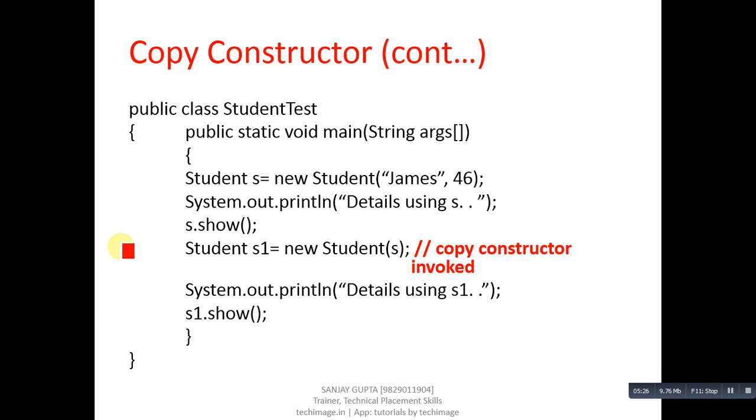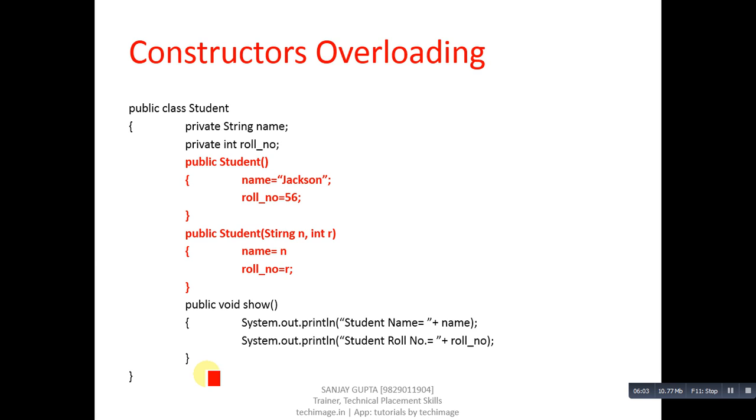Now here in the main method, the S object is created in which James and 46 are passed. Then the S1 object is created in which the S object is passed as an argument. For this purpose you have to define a copy constructor. Without a copy constructor this operation will not be performed. Then S1 is displayed with the help of the show method. So for creation of S we need a parameterized constructor. For creation of S1 we need a copy constructor. So there are a total of 3 types of constructors: default constructor, parameterized constructor, and copy constructor.